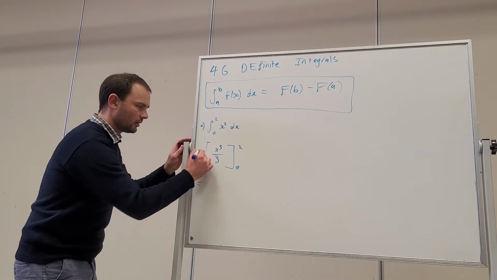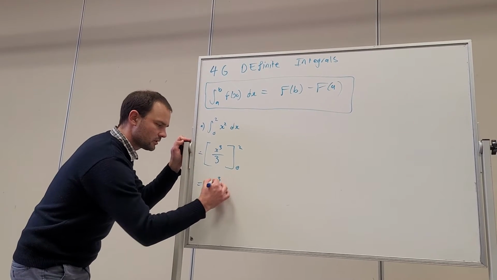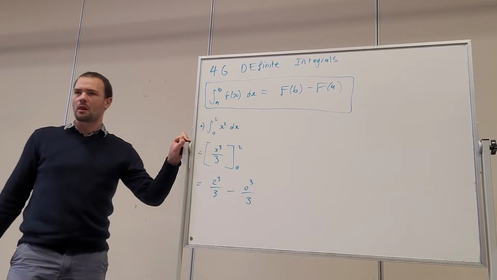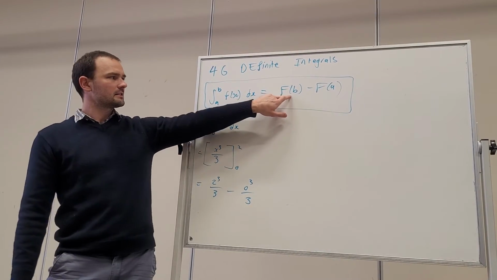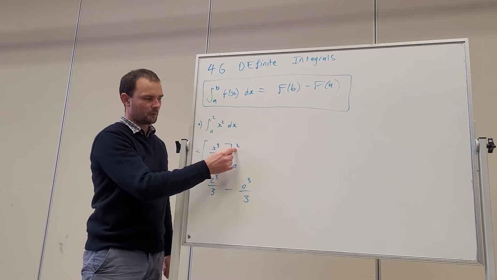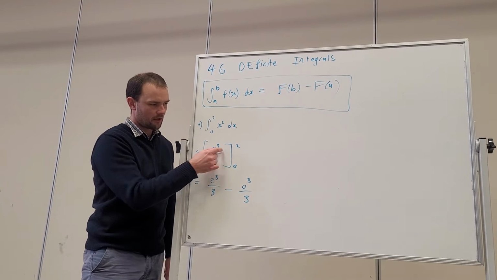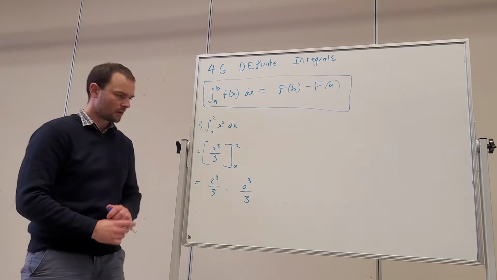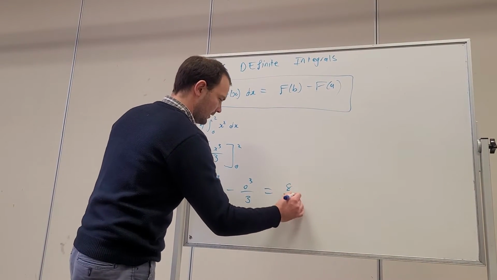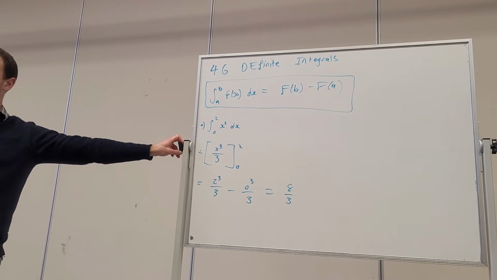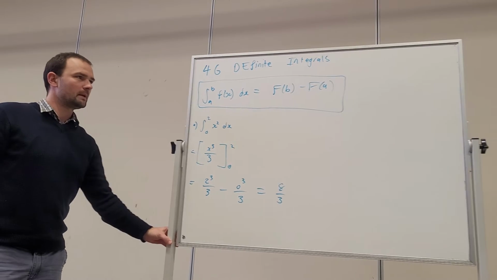So therefore, if you're going to evaluate this, it's going to be 2 to the power of 3 on 3, take 0 to the power of 3 on 3. Right? F of b, take away f of a. You put b in the antiderivative, so we put 2 in the antiderivative, and then we put 0 in the antiderivative, and we're doing f of b, take f of a. And then we just simplify that, 8 on 3. Okay, that's it. So we'll do b.